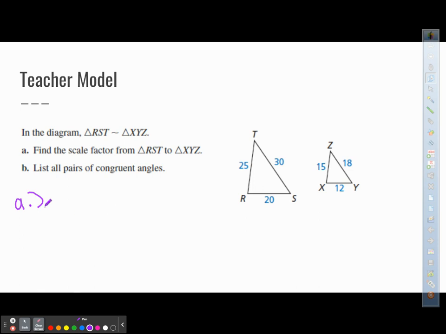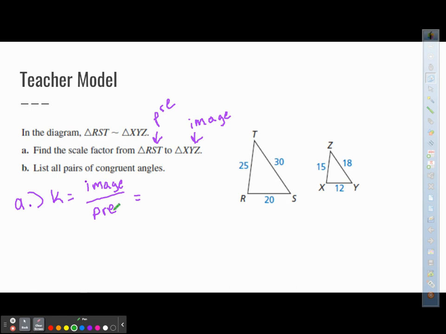Okay. To find your scale factor, remember it's the image over the pre-image. To figure out which one's which, how they worded it up here, triangle RST to triangle XYZ, this second one's always going to be your new one. It's always going to be the image. And the first one is always going to be your pre-image.